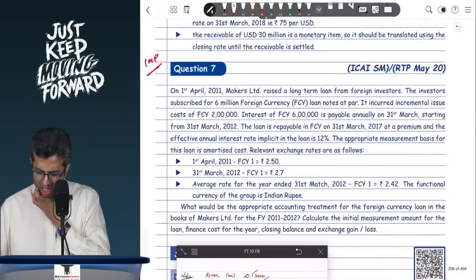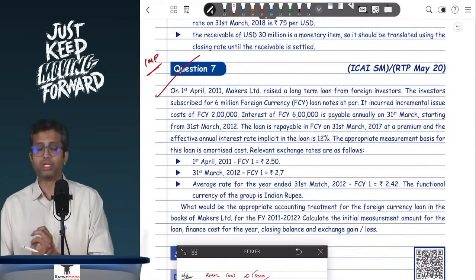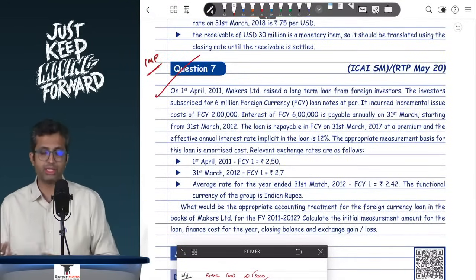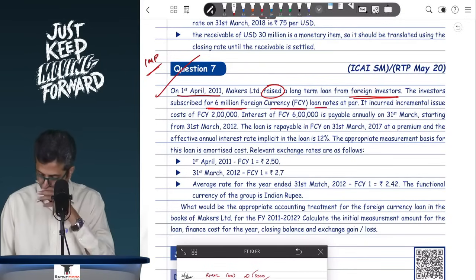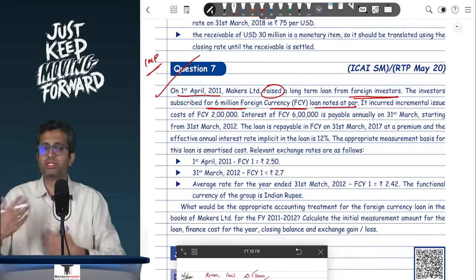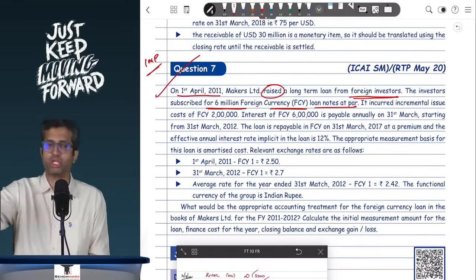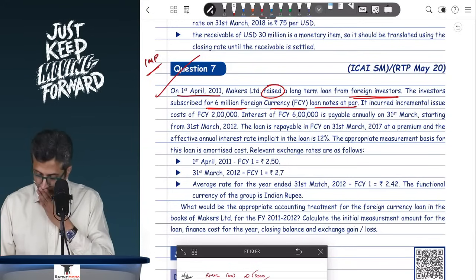Question number 6. Now, when you look at question number 7, this is the all important question because over here Ind AS 109 is triggered. As at 1st April 11, Makers raised a loan, that is, they took a long-term loan from foreign investors. The investors subscribed for 6 million FCY loan notes at par. So the investors paid us. So for me, this is a financial liability. I have an obligation to deliver cash. And this is a liability recorded using amortized cost principles.